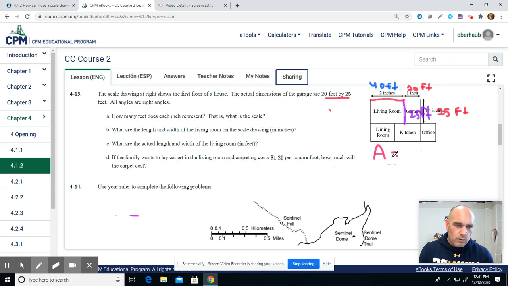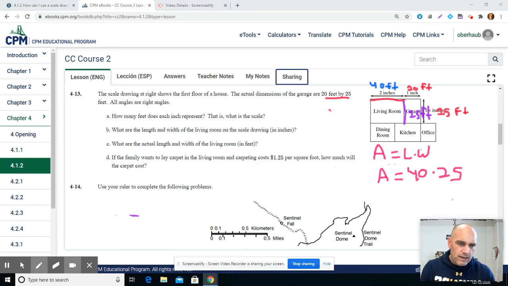So area equals length times width. So in this living room, the length is 40. The width was 25. So in order to find the area, I need to multiply those pieces together. I get a 0. 4 times 5 is 20. 4 times 2 is 8. And then I carry the 2. Make sure that's right. So there's the 0. That's 20. 8 and 2 is 10. Yep. So I have 1,000.